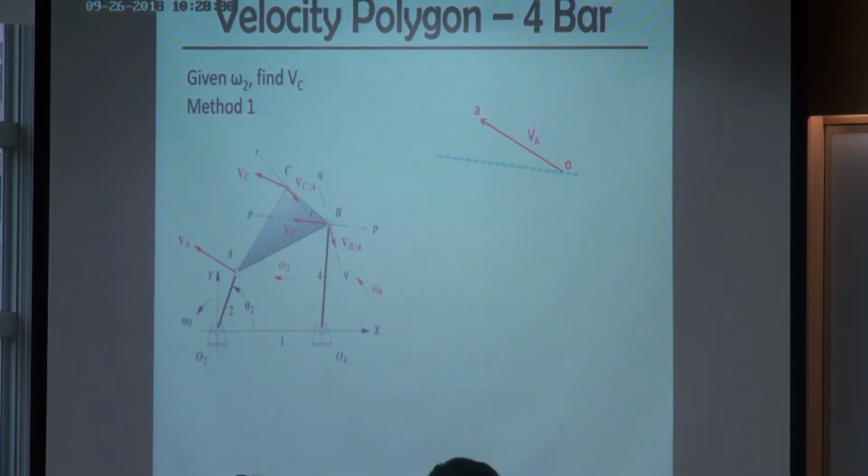We can go with B. So last week, just a quick review. We found one line. This one is VB, because point B is on this link 4, and link 4 is connecting to the ground. So I know the point B.